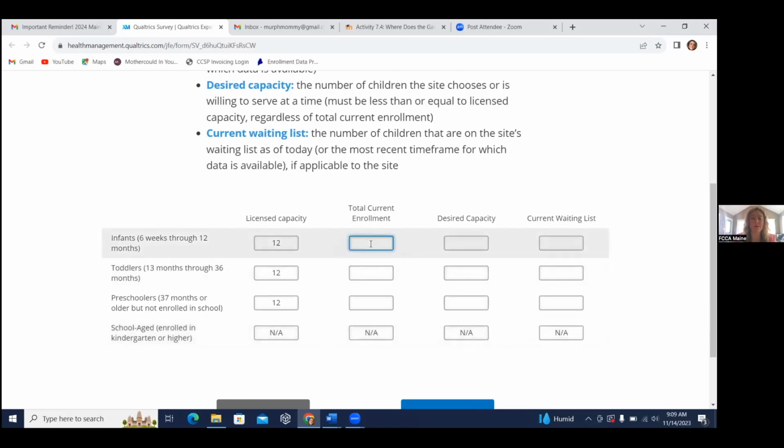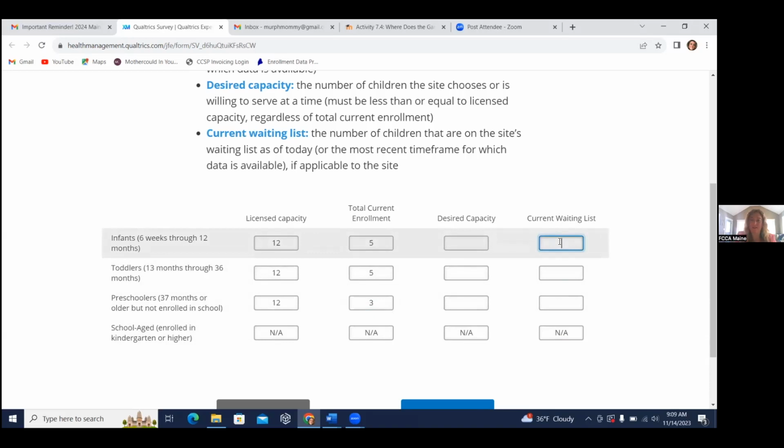Total current enrollment. I'm entering 5 for toddlers. I do this for this reason: I have some people that do part-time, so I technically have 13 enrolled in my program, so I will do that so that people can know that. So I'll do 3.